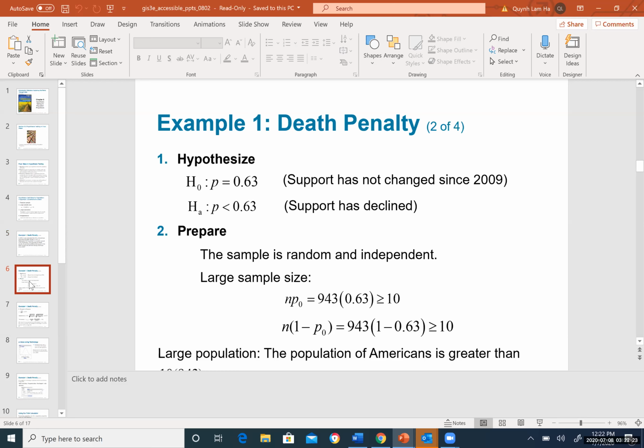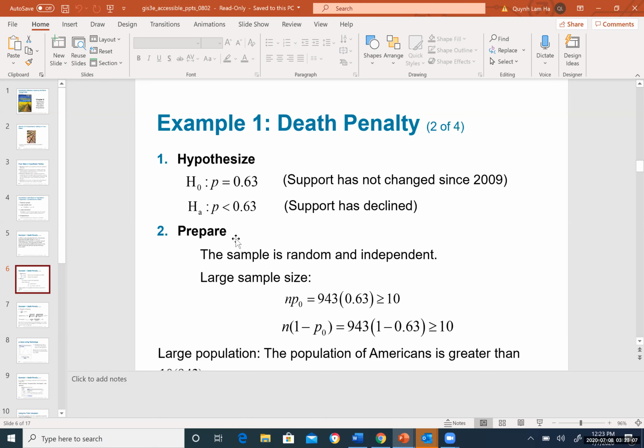So here are the specific steps. Step 1, hypothesize. You need to state the null hypothesis and the alternate hypothesis. Our p0 is 0.63, which is 63%. You have to write exactly like this: H0 colon p equal to 0.63. And the alternate hypothesis is like this, because the word support has declined, you need to write the less than notation: Ha colon p less than 0.63. This step all the time needs to be written in your work.